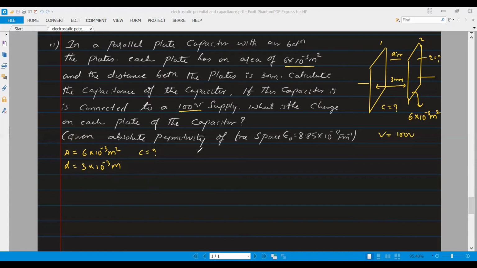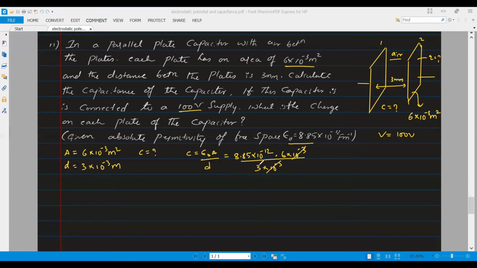So to calculate the value of C, we can use the formula C is equal to epsilon naught A divided by D. This is for the air between the two plates. So therefore 8 ಇದರ value ಕೊಟ್ಟಿದ್ದಾರೆ, that is 8.85 into 10 to the power of -12 into A ಅಂತಂದ್ರೆ area, that is 6 into 10 to the power of -3 divided by D ಅಂತಂದ್ರೆ 3 into 10 to the power of -3.